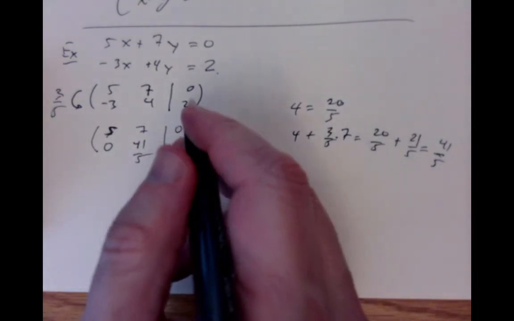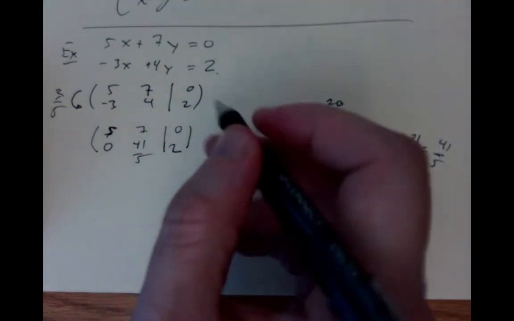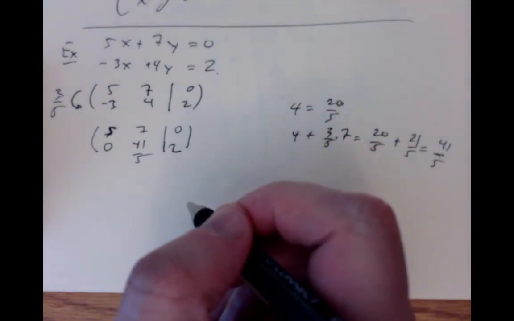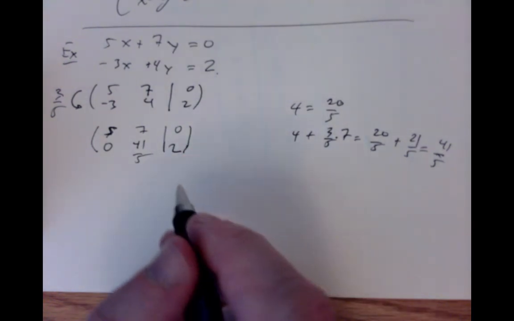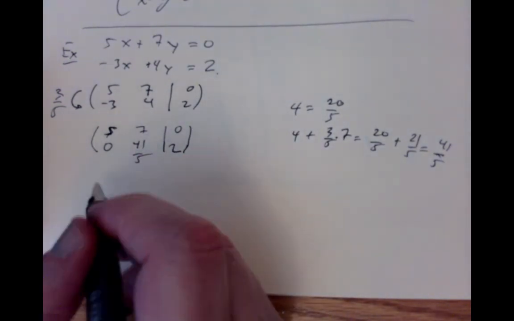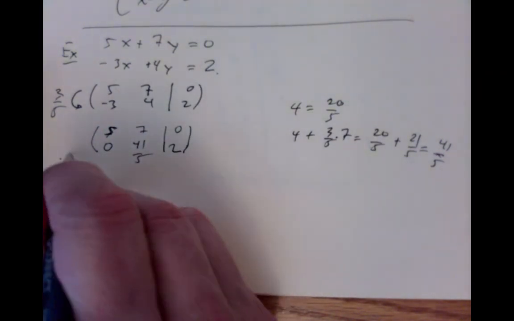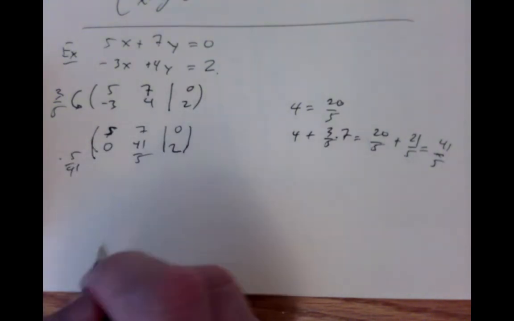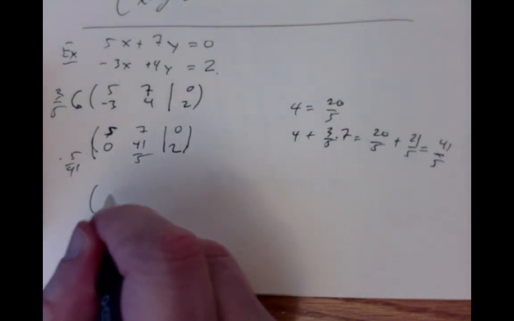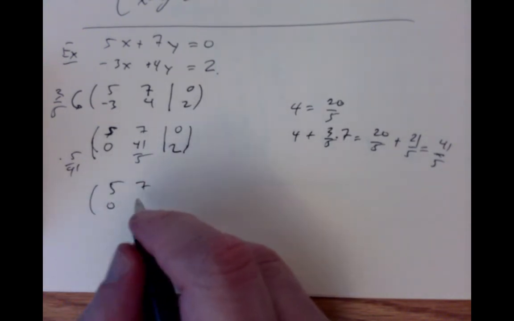And then this added to this gives you still 2, because it's nothing added to 3/5 of nothing added to 2. Okay, so that's how I get that first step going. Now, I don't like to look at this 41/5, it's quite messy, but what I can do is multiply this row by 5 over 41. So I'll multiply the second row across by 5 over 41, if I've got it right. You can check my arithmetic and be convinced that I'm right or that I'm wrong.